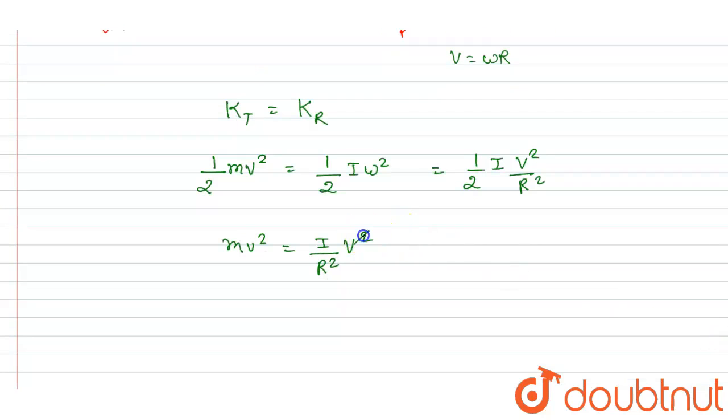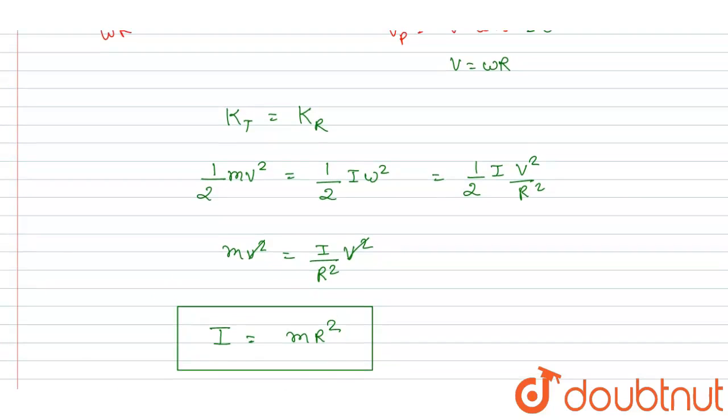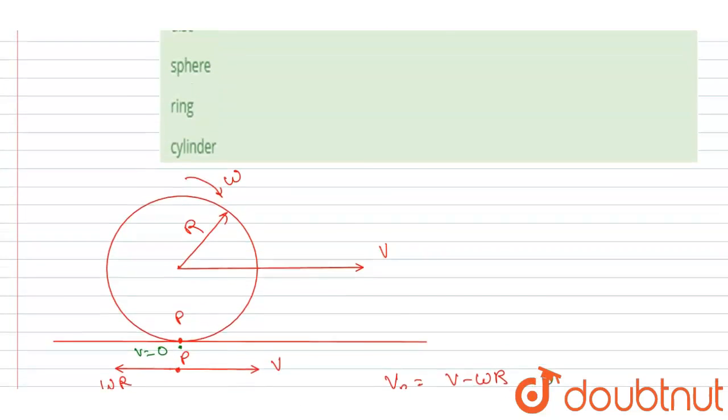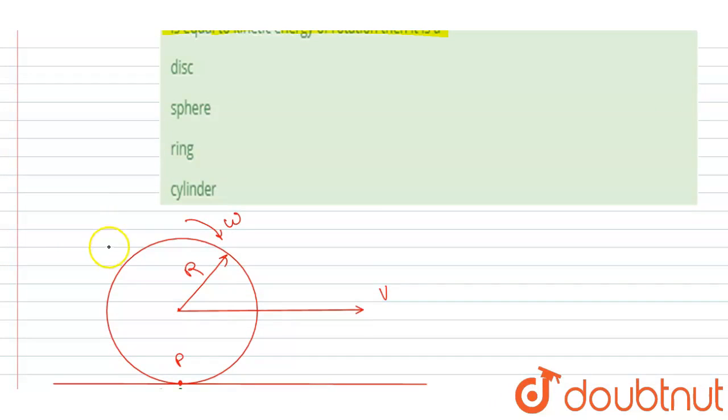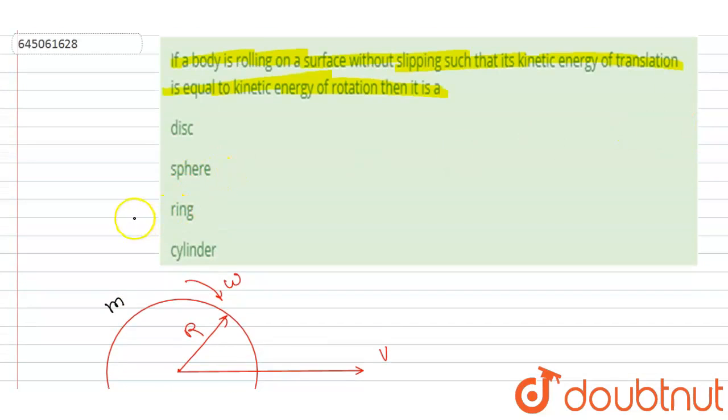This V square will get cancelled out and you will get the moment of inertia of that body should be equal to mr square. So now you can check in the given options which one is having the moment of inertia mr square, if mass and the radius of the body are m and r. So you can see very clearly that a ring has a moment of inertia mr square. So C here will be the correct option.